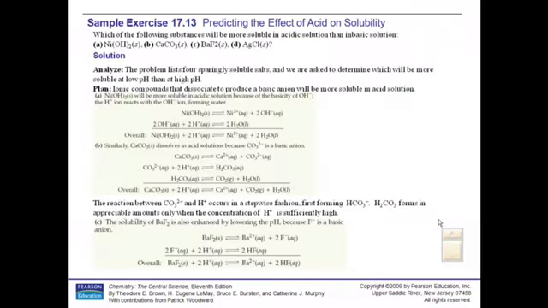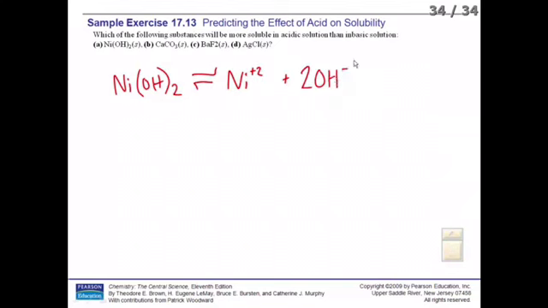Okay, so let's analyze your first one. NiOH2. When this guy ionizes, let's take a look at what you get. You're going to get a nickel ion, but check it, you're going to get 2 hydroxide ions.